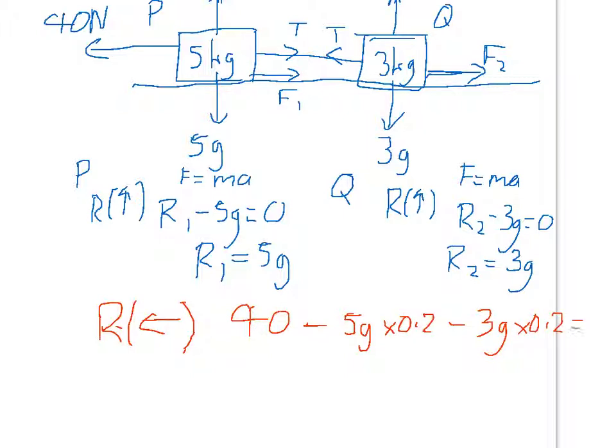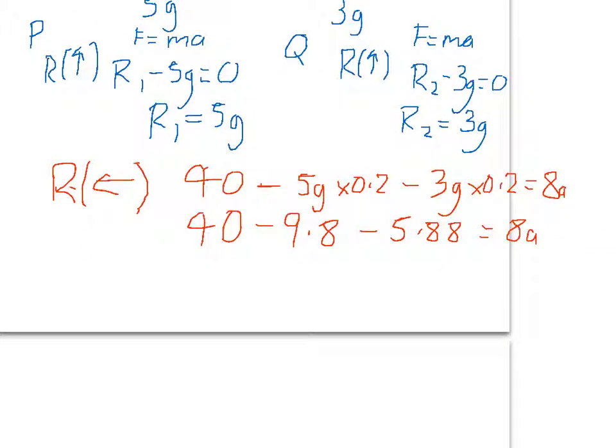And we're asked to find acceleration, remember, and we know that the combined mass is going to be 8 times the unknown acceleration. So if we tidy this up, we get 40 take away 9.8, that's 5 times 9.8 times 0.2, minus 5.88, which is 3 times 9.8 times 0.2. Collect together the numbers on the left hand side and you get 24.32 equals 8a, which means the acceleration, you divide through by 8, is 3.04 ms to the minus 2.